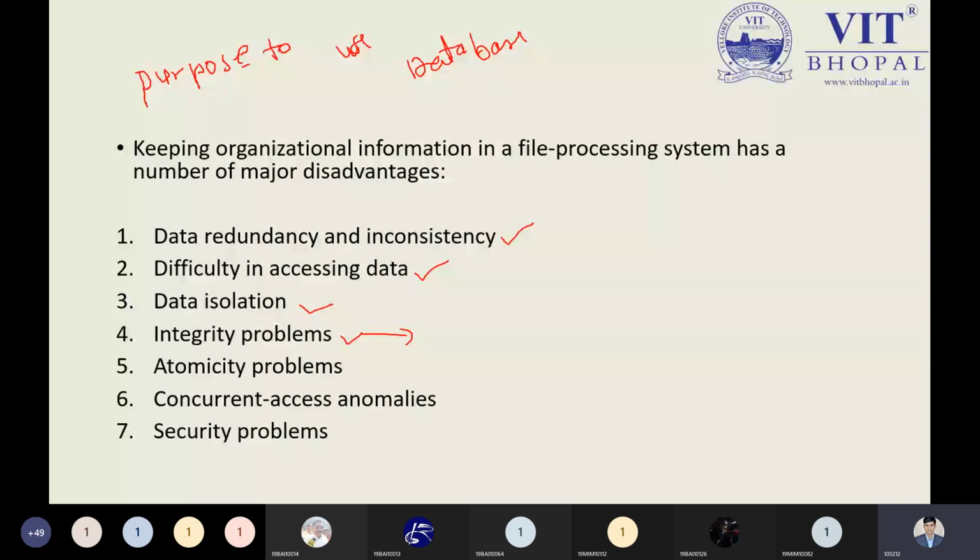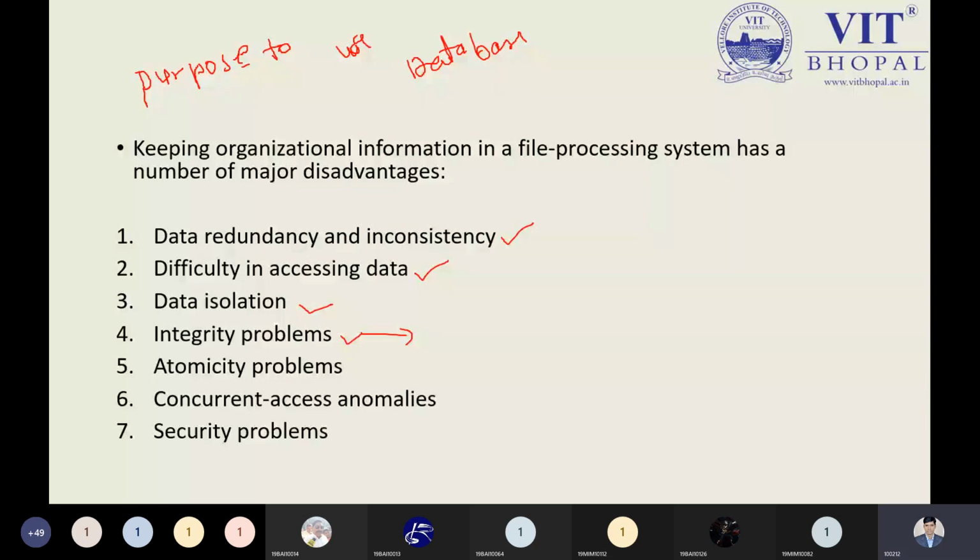Sometimes someone comes to your home and requests you, please, I'm a survey person, just fill the form. You put the wrong mobile number, the wrong name, the wrong information, but that is not valid. So it is not a proper case, which is not maintained by the file system. But in the case of the database, we can check, and this is known as the integrity problem.